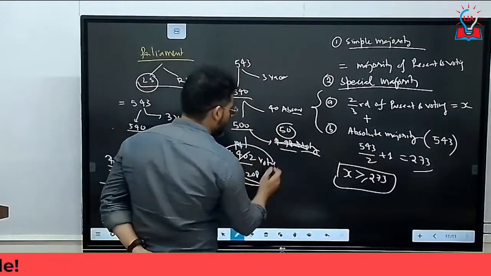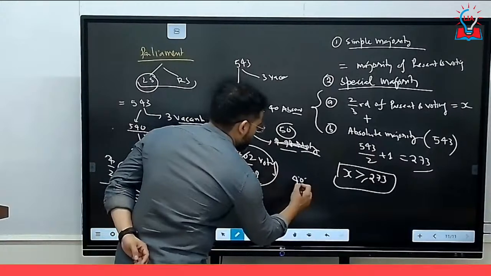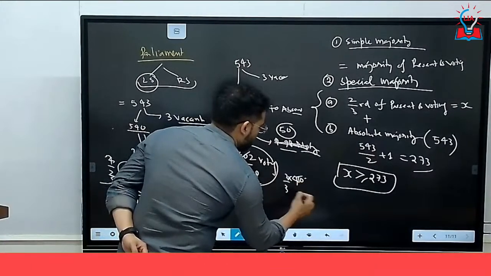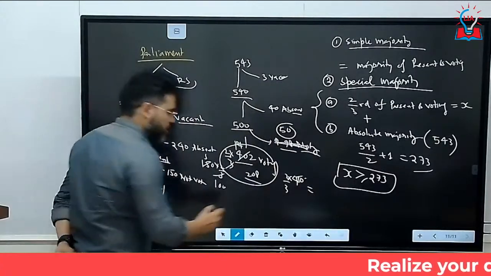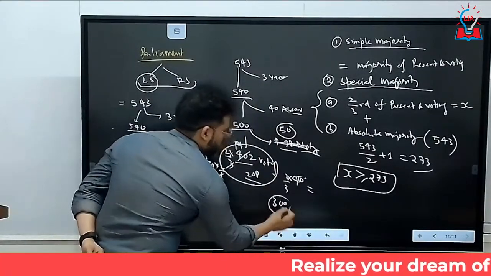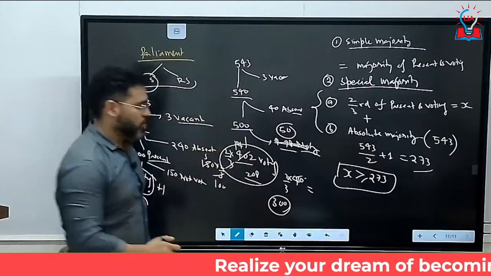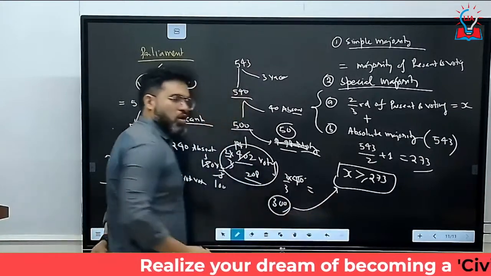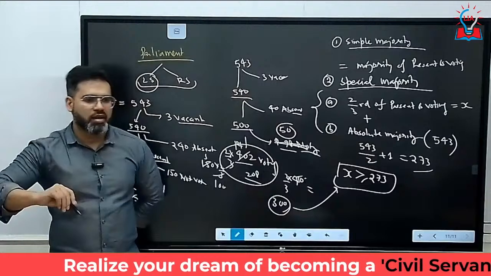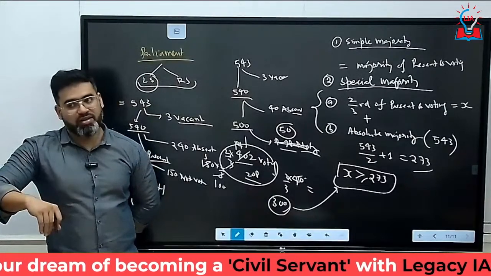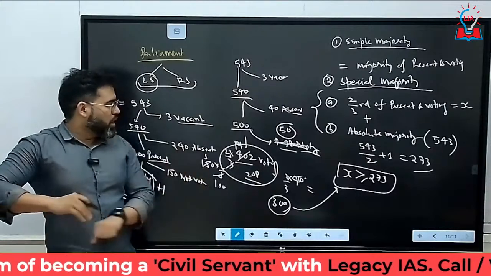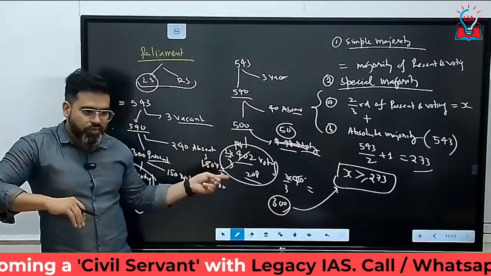Total voting is how much now? 450. Take 2/3 of 450. How much did it come? 300. Is this 300 greater than or equal to 273 or not? Now, is the constitution amended or not? Yes. So is this method easy or difficult now? Difficult. Now you have to amend here also.